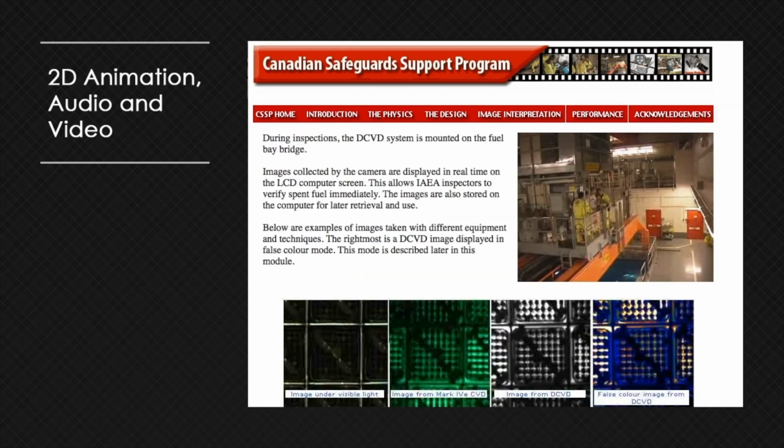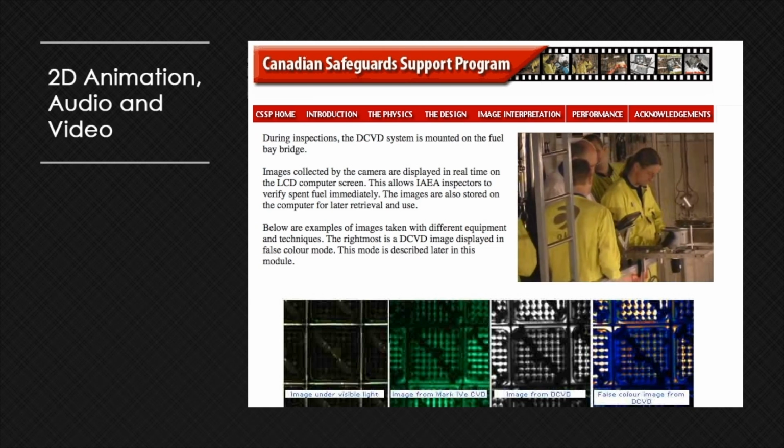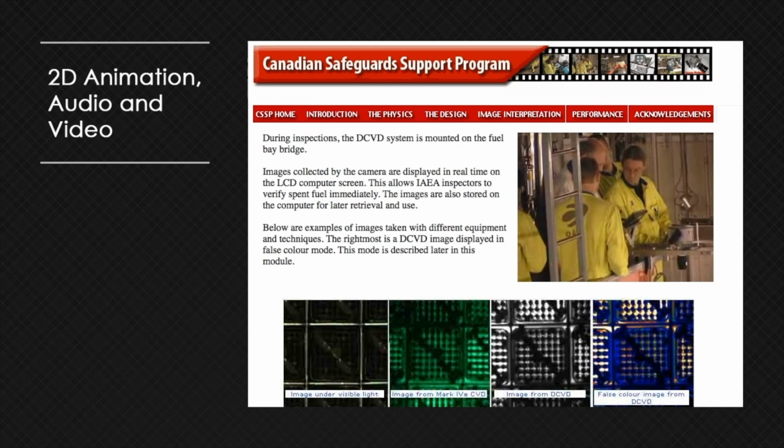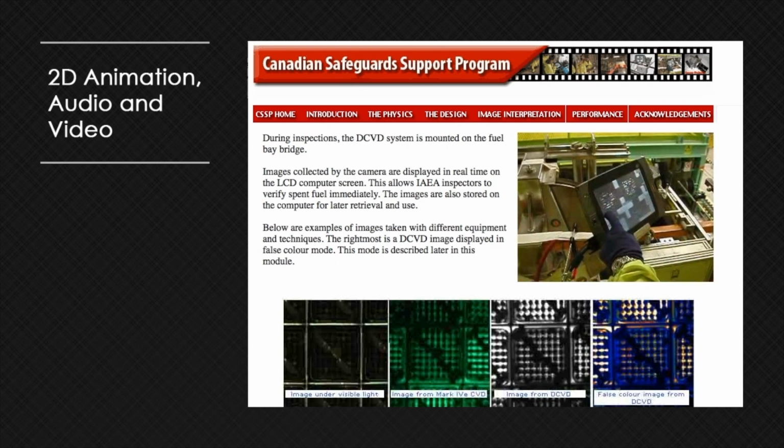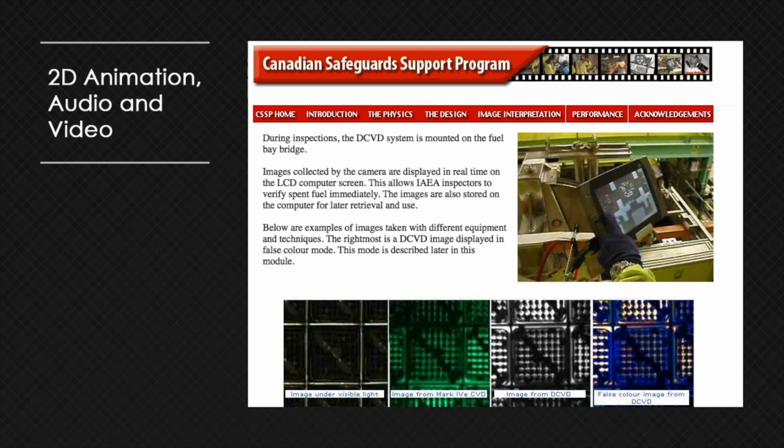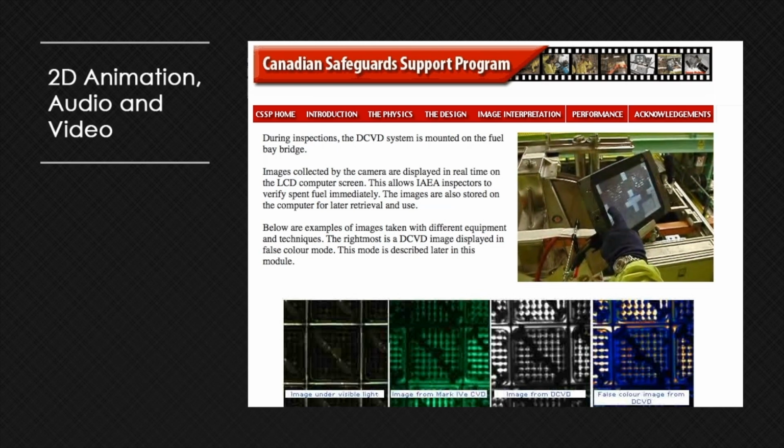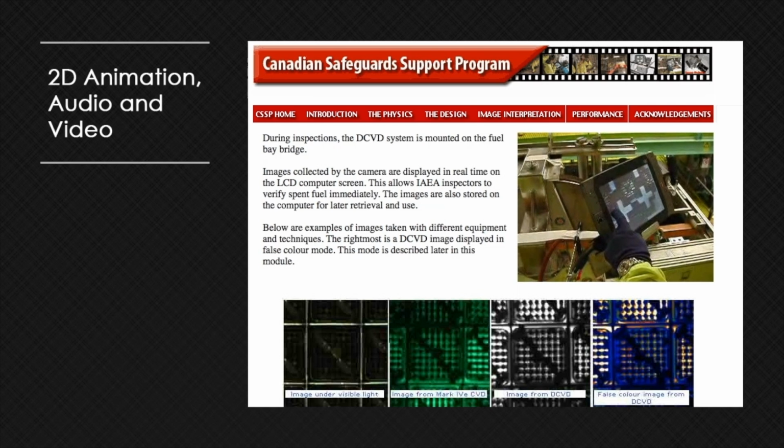During inspections, the DC-VD system is mounted on the fuel bay bridge. Images collected by the camera are displayed in real time on the LCD computer screen. This allows IAEA inspectors to verify spent fuel immediately. The images are also stored on the computer for later retrieval and use.